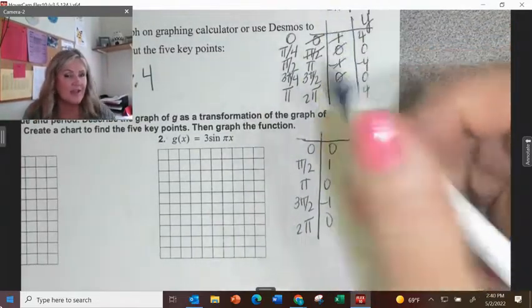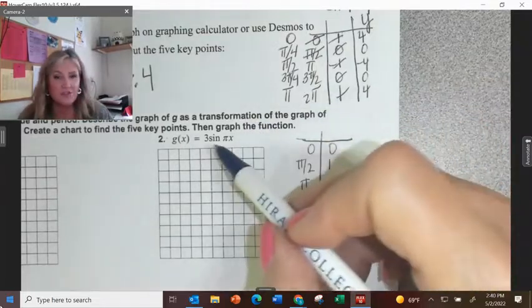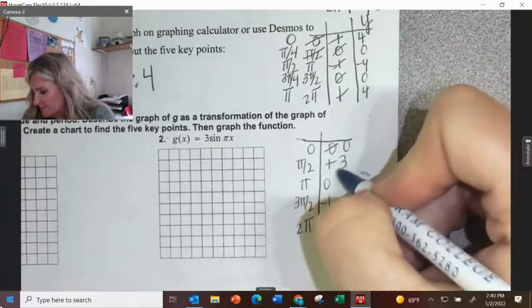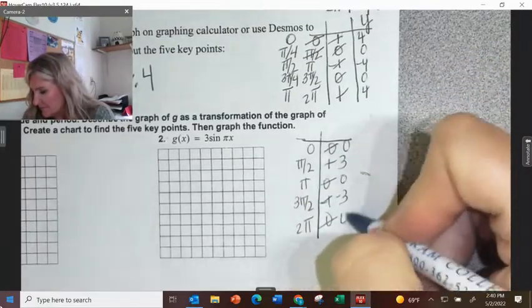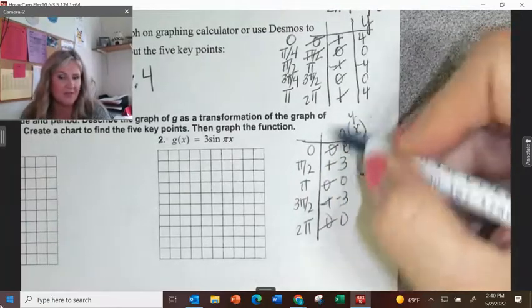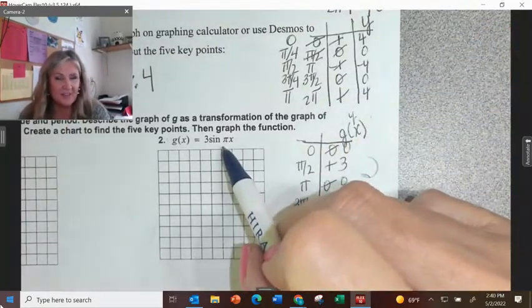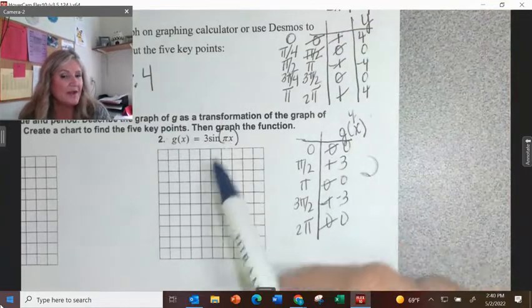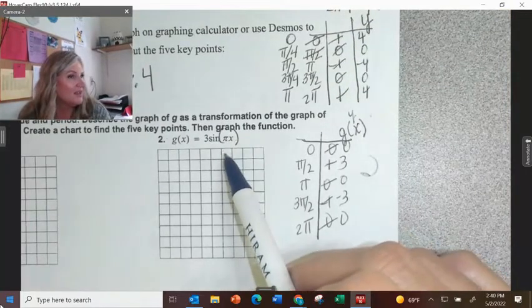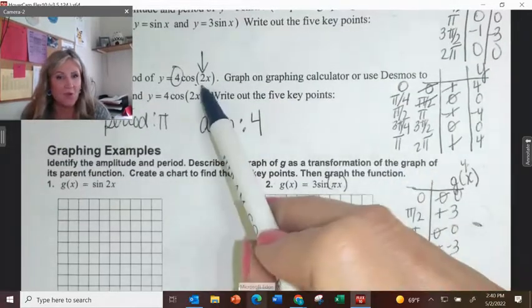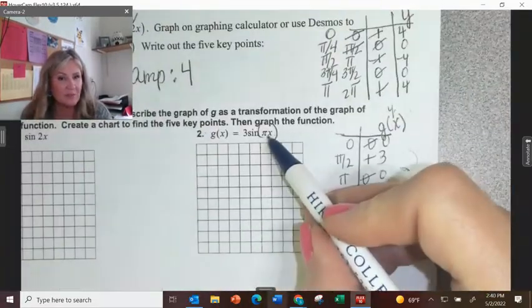Do we have any changes to that? Do we have a vertical stretch or anything else? Vertical stretch by a factor of what? 3. So I'm going to multiply these by 3. That's going to be my new g of x, which means y. That's going to be my new y value. Now, this is kind of strange, but we have a pi in front of that x. When we have a pi in front of that x, then what is going to happen? It's going to cancel out. Yeah, because like back here, I had to multiply by 1/2. What am I going to have to multiply by now?